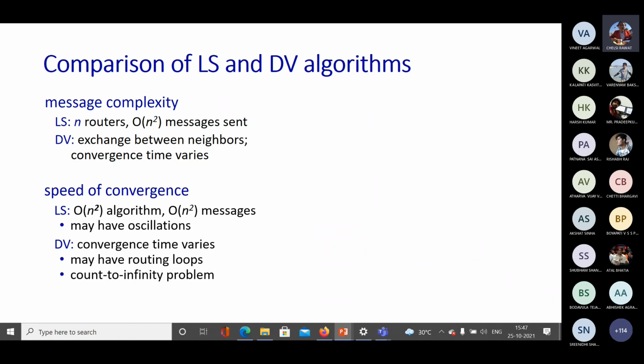And it may also have oscillations, that is, routes may change between different nodes at different time intervals, depending upon the amount of traffic arriving at the particular nodes. For distance vector algorithms, the convergence time varies and it may have routing loops. And of course, the biggest one is that it can have the count to infinity problem, which we have just discussed.